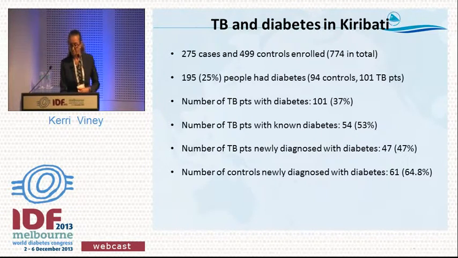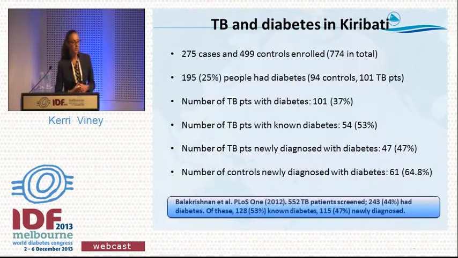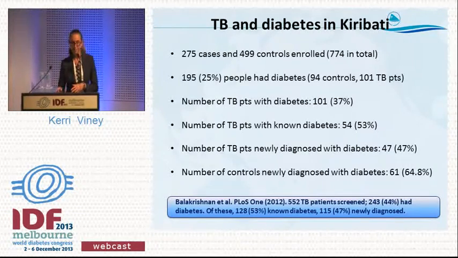And this correlates really nicely with some work that's been done in India by Balakrishnan and colleagues in Kerala State. They screened 552 TB patients for diabetes, and they found that 44% had diabetes, which is very high. And of these, 53% knew they had diabetes and 47% were newly diagnosed. So exactly the same figures you'll see on that slide that we found.